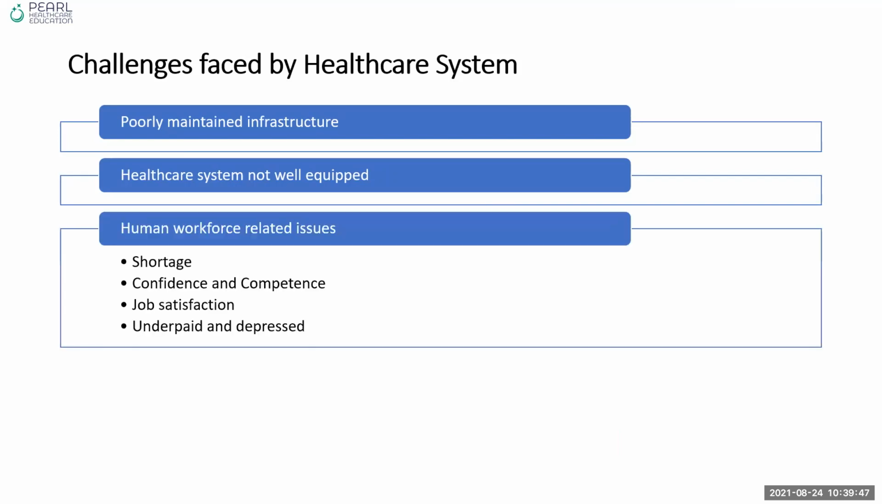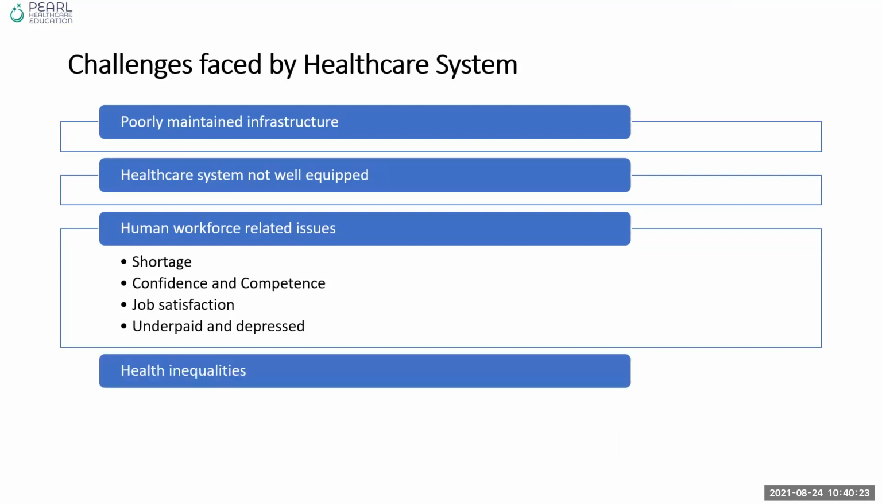There are human workforce related issues, for example, shortage of appropriate people, and the confidence and competence of the healthcare professionals, which relates to continuous professional development activities and the shortage of them. There is also job satisfaction, because of the lack of labor laws or lack of implementation of labor laws. Jobs may not always be safe, especially in the private sector. People do get exploited or are underpaid and therefore are depressed, which has an effect on their job satisfaction as well as their ability to provide services to others.